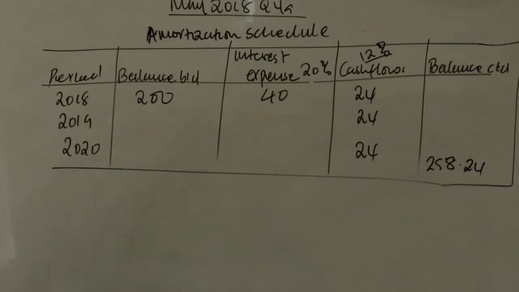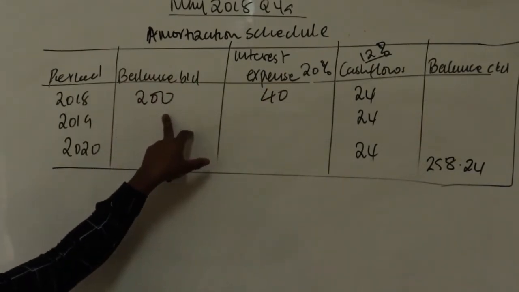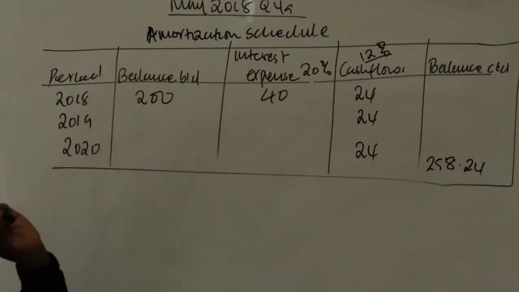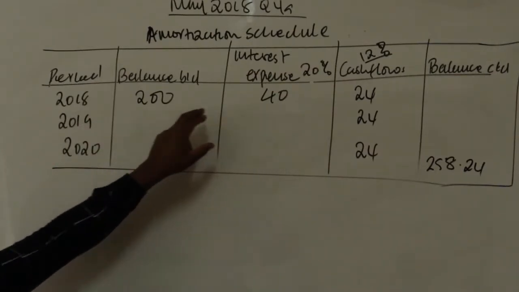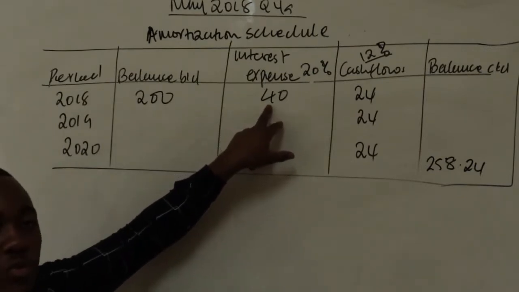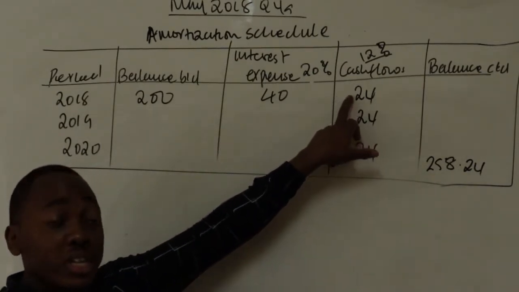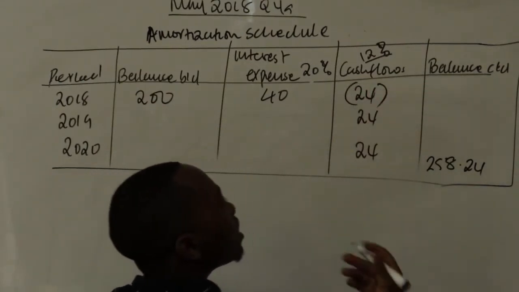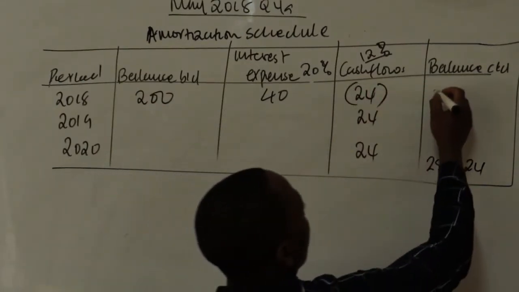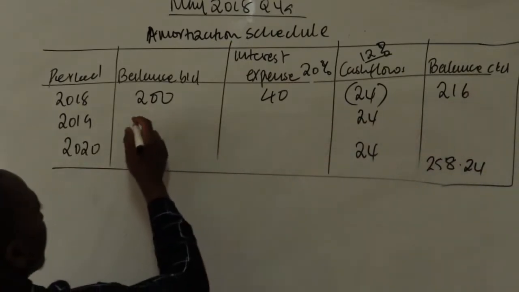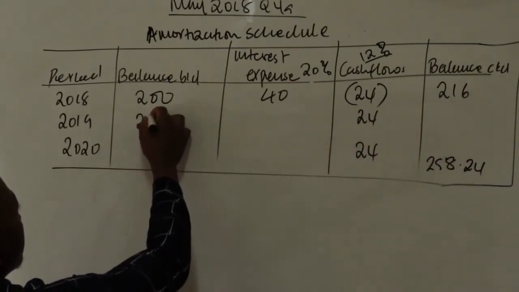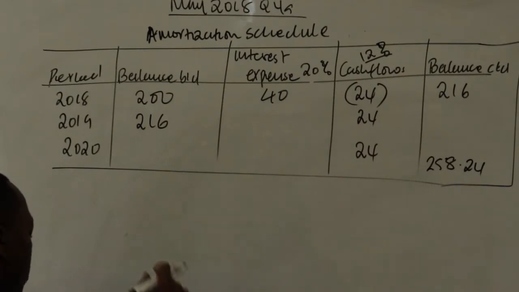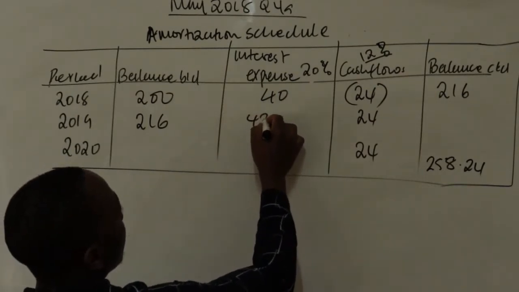So how do we get the balance carried down? The balance was 200. The market interest you are supposed to pay is 40. So it's 200 plus 40. You get 240. But you have already paid 24 because that was the original agreement. So how much will be the balance carried down? You find an amount of 216. Then the balance carried down becomes the opening balance, 216. 20% of 216 will be 43.2.